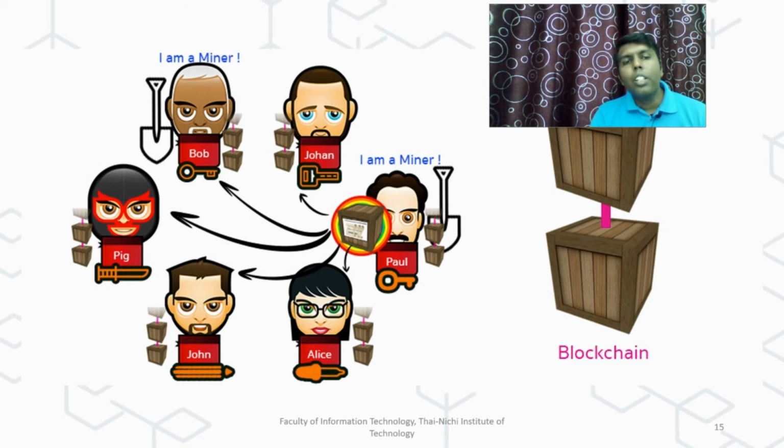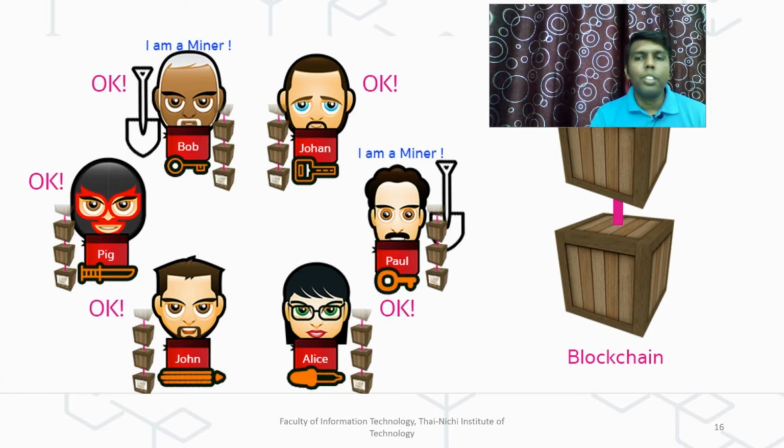In case Pig alone gives a verification and the remaining people say it is not valid, then that transaction is not accepted as a part of that particular blockchain. So this is how it works. If all of them say okay, then the transaction will get accepted in the database.